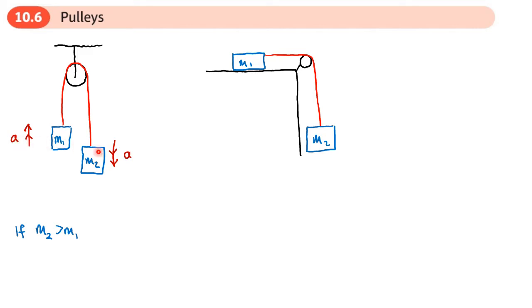Because it's inextensible, the acceleration will be the same. You haven't got one moving faster than the other. And then the same with this. That's going to be accelerating that way. In these questions, the one at the top always accelerates across towards the pulley, and then the other mass is going to be accelerating downwards. Again, the value of the acceleration here and here will be the same, because the string is inextensible. That's one of the assumptions that we make.